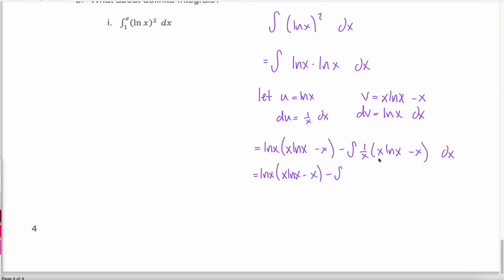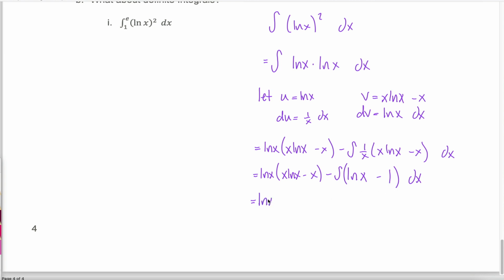If I distribute the 1 over x to the first term, I'm left with just the natural log of x. If I distribute the 1 over x to the next term, I'm left with a negative 1. So what I have to take the integral of is the natural log of x minus 1 dx. Good news, we can take the integral of the natural log of x minus 1 dx, because when we have sums and differences, we just take the antiderivative of each term individually.